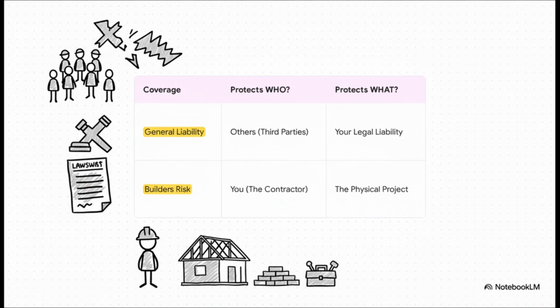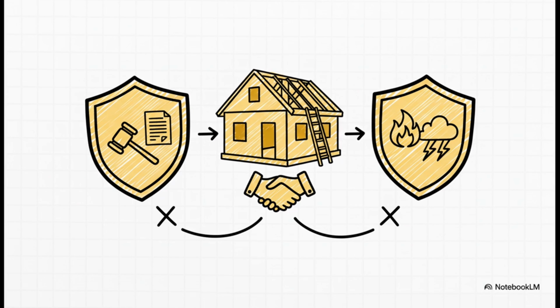They are completely different. And this is maybe the most important takeaway of this entire explainer. You don't choose between general liability and builder's risk. That's the mistake. For a construction business to be truly protected, you need both. They're like a 1-2 punch against two totally different kinds of risk that could knock you out.